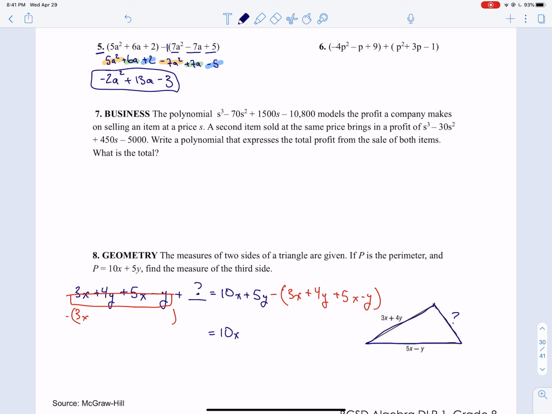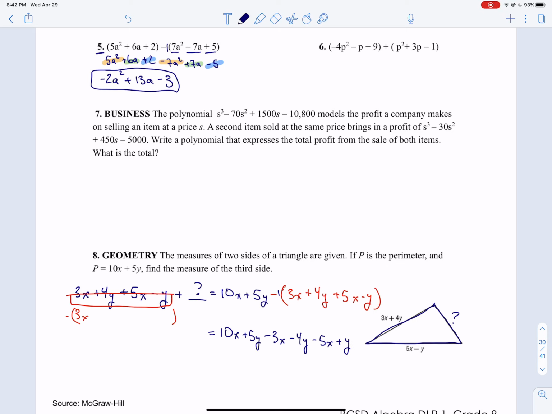So 10x plus 5y. Again, we have this negative, so put a 1 and just think about we're going to multiply a -1 to each of these terms inside using distributive property. Or we could combine like terms inside the parentheses first and then multiply the -1. It doesn't really matter the order. I'm just going to multiply. I'm just going to get rid of those parentheses right away. So I have minus 3x minus 4y minus 5x plus y.